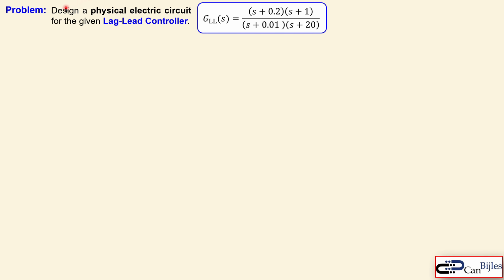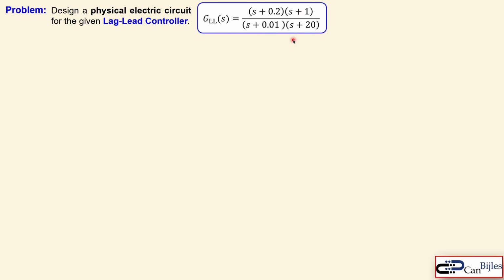We have the following design. We would like to design a physical electric circuit for a given lag lead controller transfer function, which is shown here. So GLL, or lag lead, is given by this transfer function. You can see in this transfer function two zeros and two poles. The poles are at minus 0.01 and at minus 20, and the zeros are at minus 0.2 and minus 1.